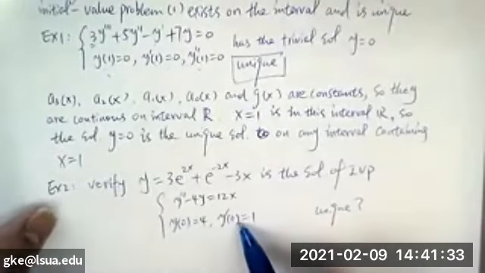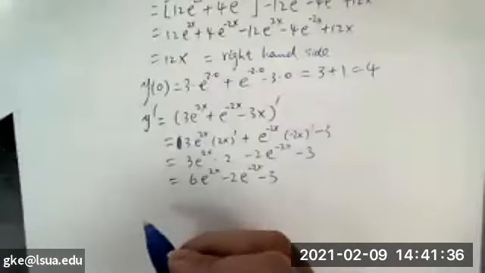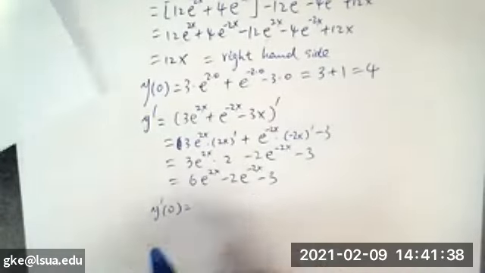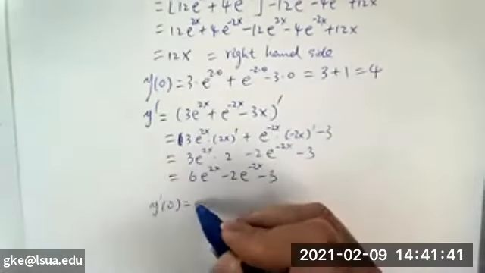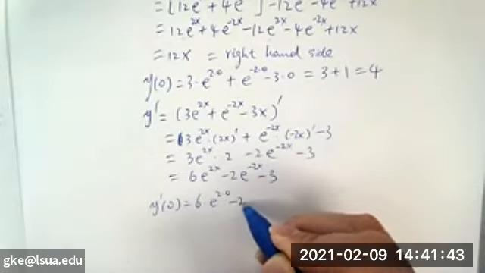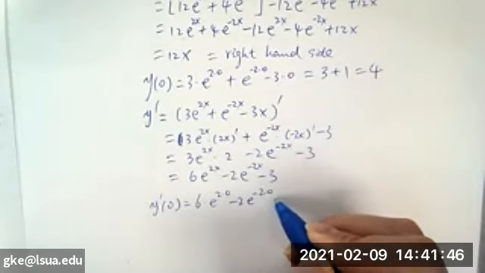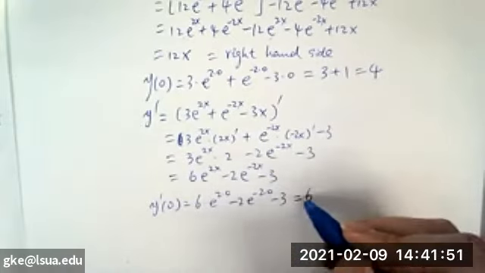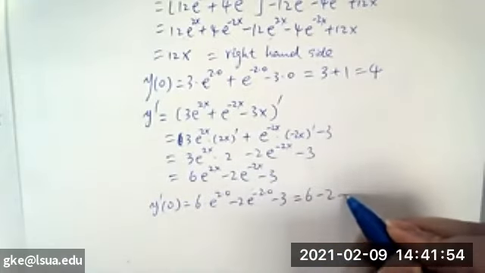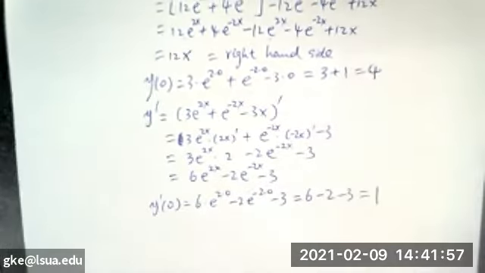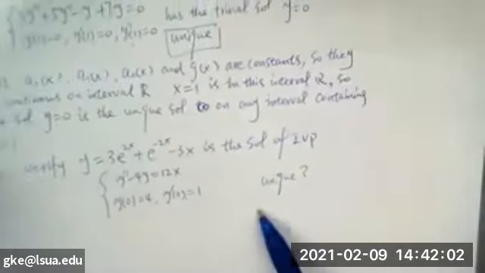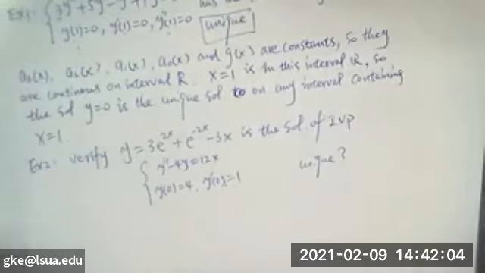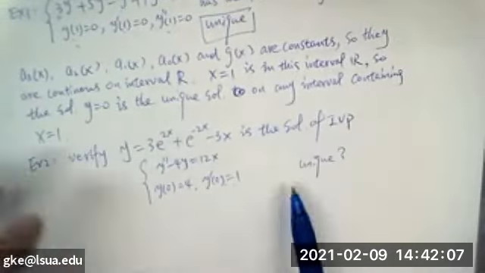Now you can plug in 0. When x equals 0, does this equal 1? So plug in 0. We have 6e^0, here is 6 minus 2, and we're going to get 1, right? So this condition is satisfied. So we verified this is the solution of this IVP.